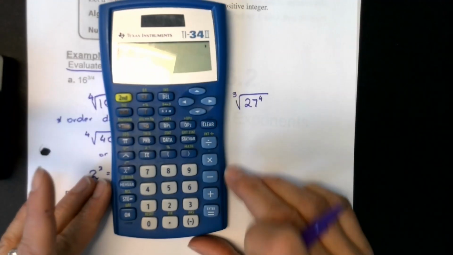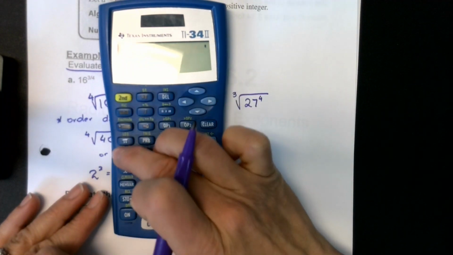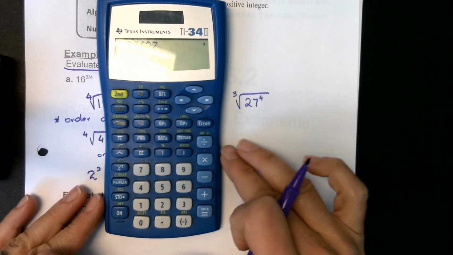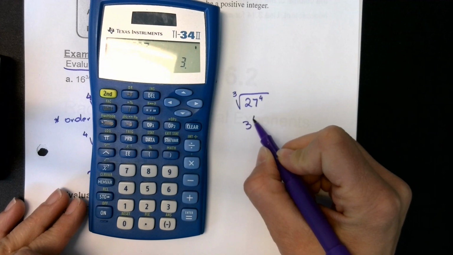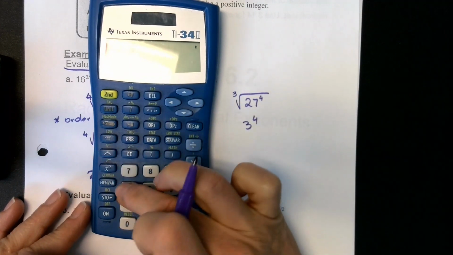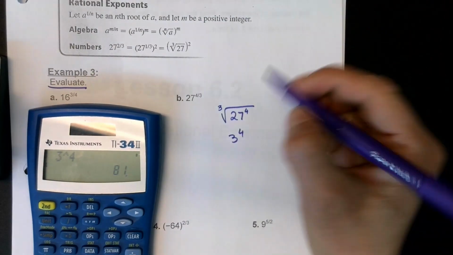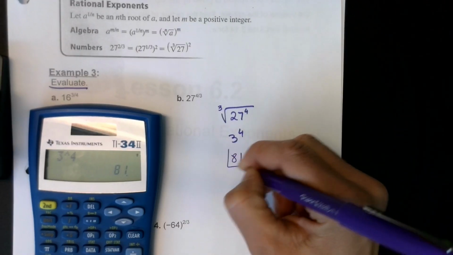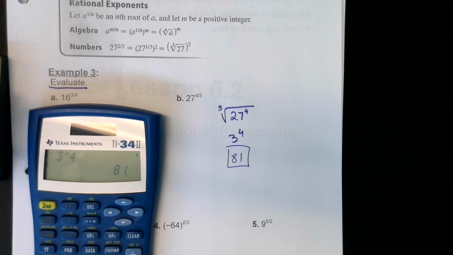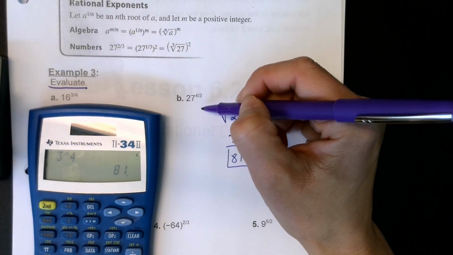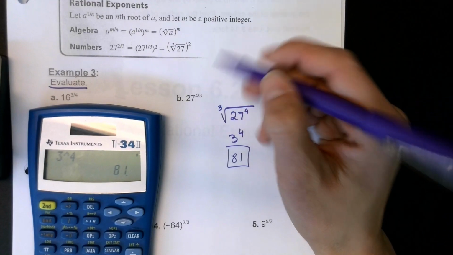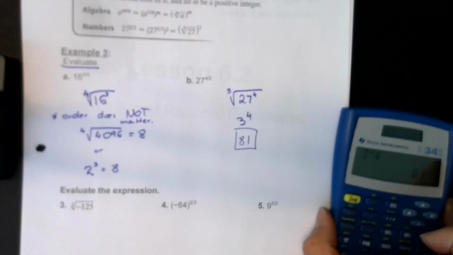So I will have the cube root of 27, which is 3. I end up with 3 to the power of 4. So 3 to the power of 4, we end up with 81. Notice how there's only one answer, not positive and negative, because you're taking 27 to the 4 over 3. You know exactly what it is.